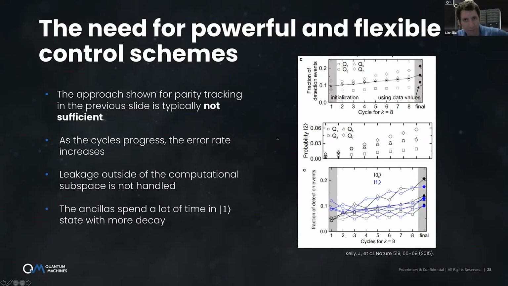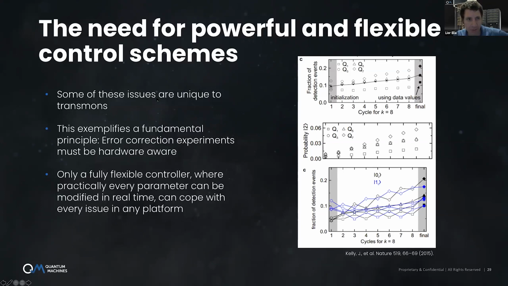And all of these problems were kind of difficult to foresee if you were just trying to reason about this theoretically, okay? And some of them are unique to transmons. And this exemplifies a fundamental principle, which is that error correction experiments have to be hardware aware, okay? And the implementation of them must take into account the actual problems that occur when you run the experiment, okay? And only a fully flexible controller where practically every parameter can be modified in real time can cope with these issues in any platform, okay?